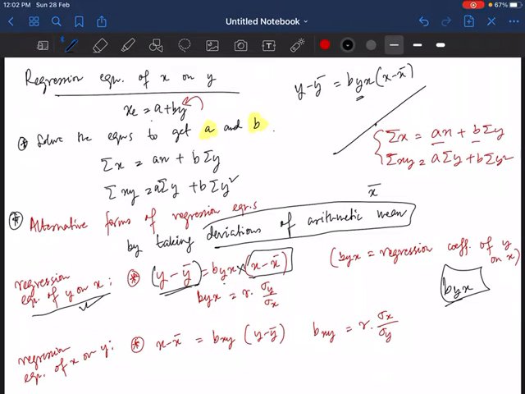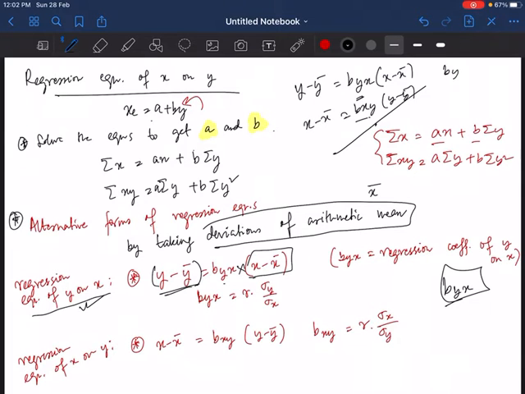In the same way, the regression equation of x on y will be x minus x bar = bxy (y minus y bar), where bxy is the regression coefficient of x on y. Clear? Now how to find these values of byx and bxy?